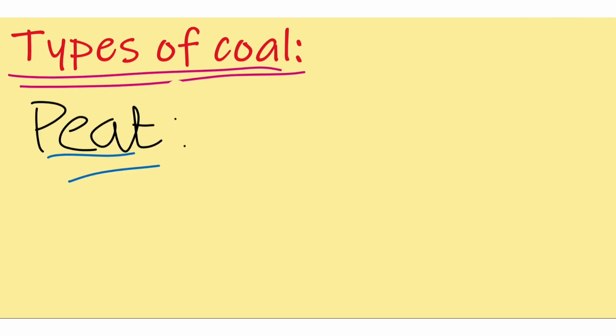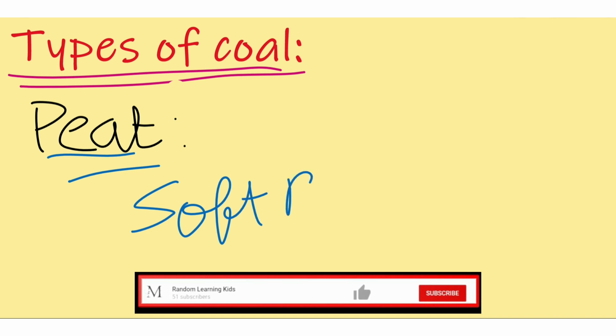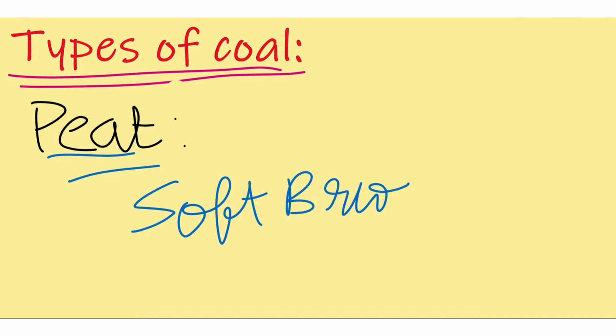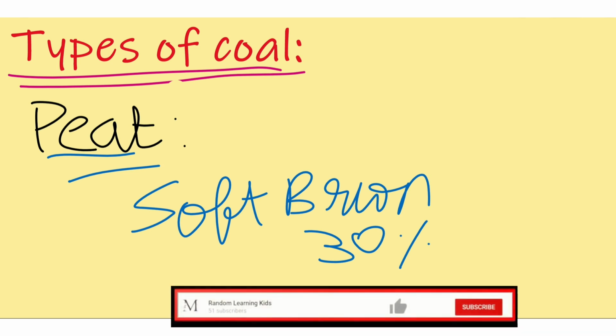So first let's see about peat. Peat is generally a soft brown substance, and it has 30% of carbon in it. It is generally called the earliest stage of coal formation, because first we get peat, then only we get lignite, bituminous and anthracite, and this is all about peat.